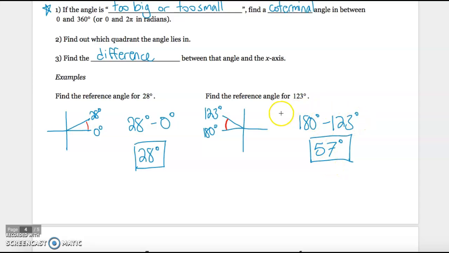A lot of times students get stuck as to whether to subtract them this way or to do 123 minus 180. One way around that is to remember that your reference angle always has to be positive. So if I had accidentally flip-flopped these two, I would have ended up with a negative angle, and I would have known that I'd done it wrong.